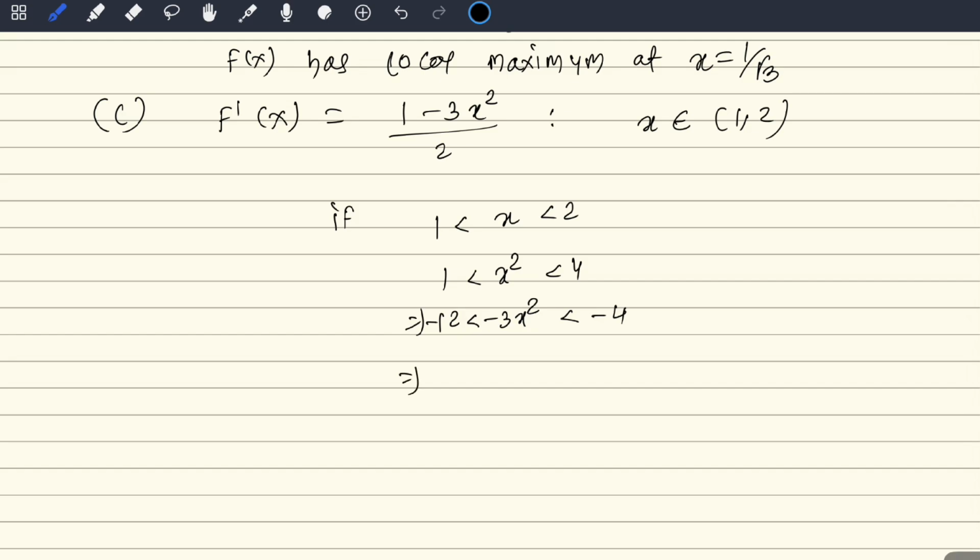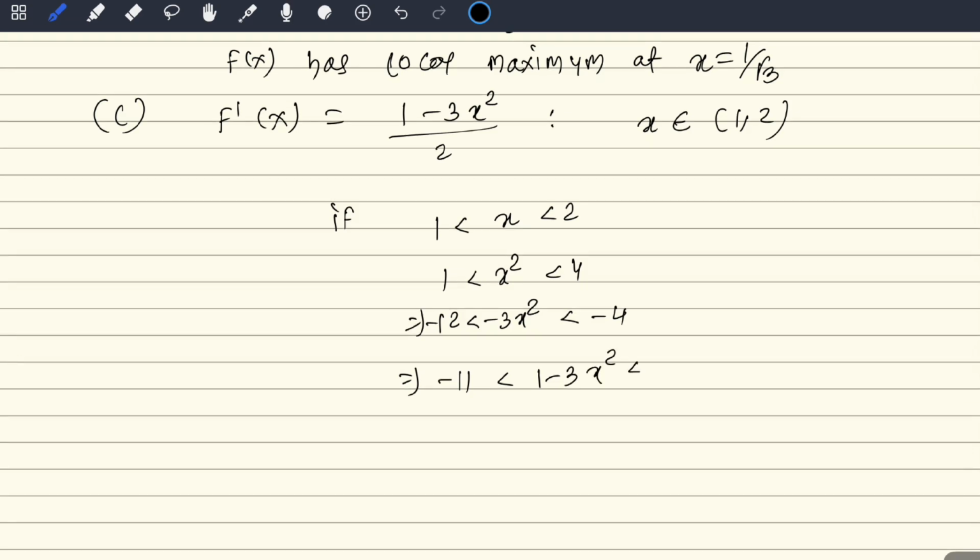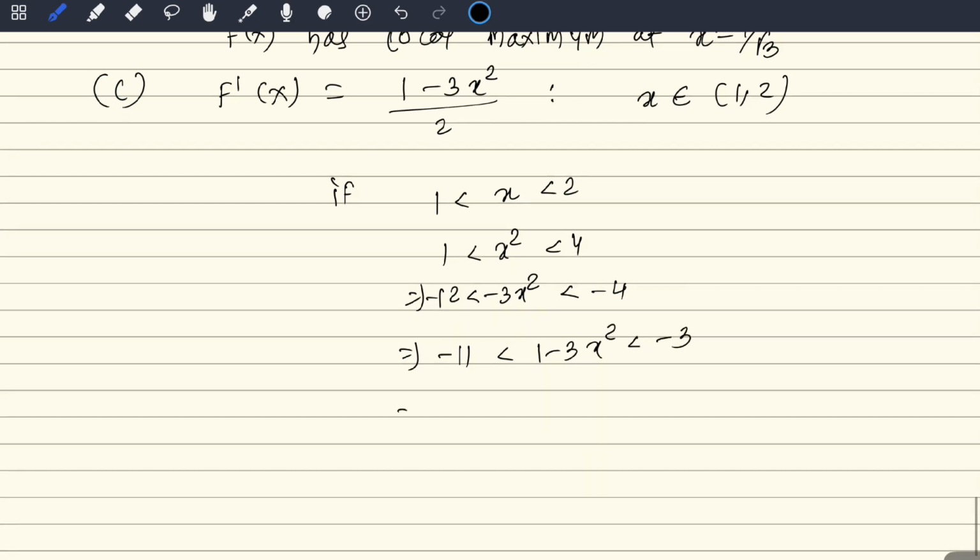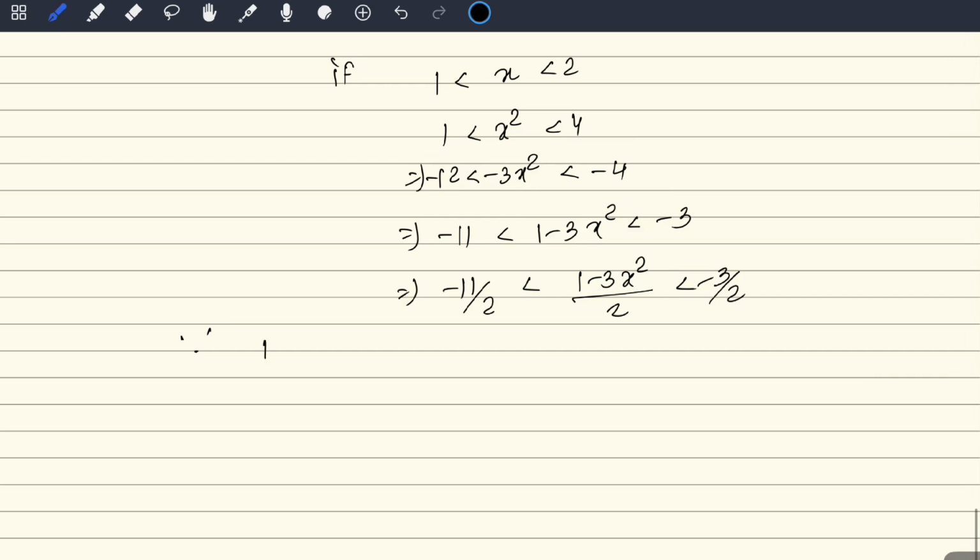Now if I add 1 to both sides, what happens? This should be minus 11 and minus 3. So 1 minus 3x square lies between minus 11 and minus 3. Then if I divide by 2, minus 11 by 2 is less than (1 minus 3x square) by 2, which is less than minus 3 by 2. That means if x belongs to (1, 2), then f dash x belongs to minus 11 by 2 to minus 3 by 2.